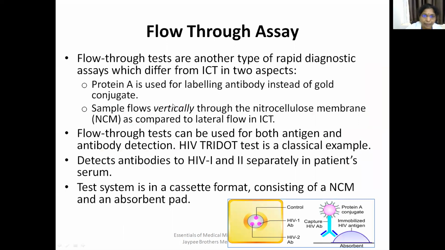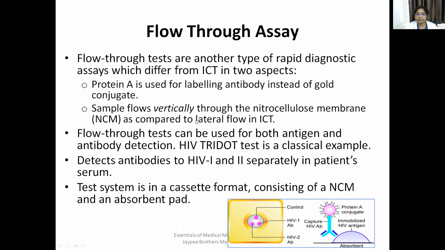So the next rapid test is based on another principle called flow-through assay. So this HIV test is based on this flow-through assay concept. The principle is almost the same. There is only one difference. In a lateral flow assay, the sample will flow in a lateral direction. In a flow-through assay, the sample will be flowing vertically downwards.